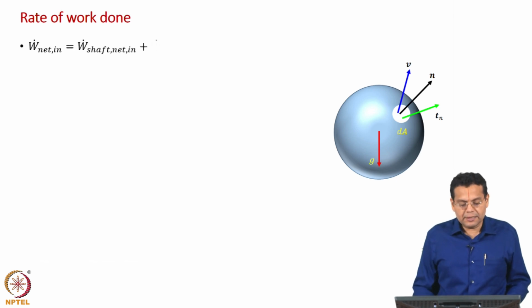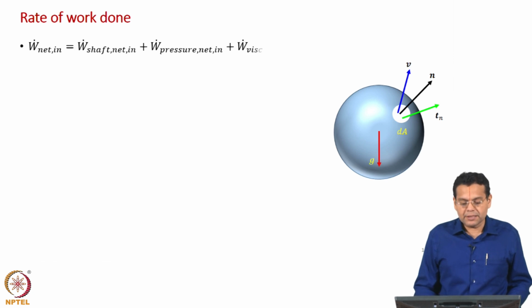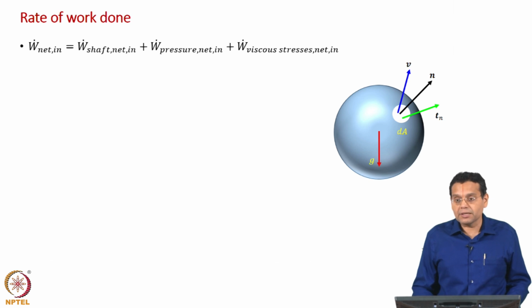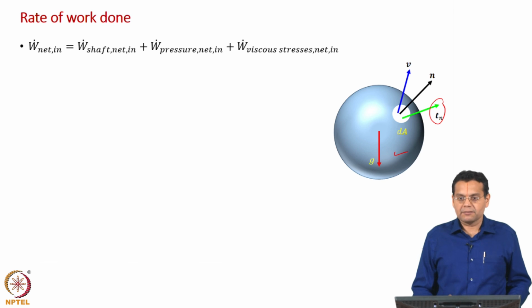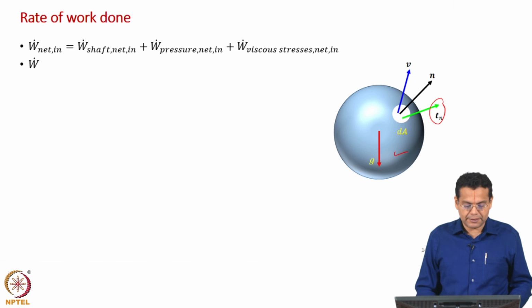Now, we have seen that the rate of work done is expressed in terms of the rate of shaft work and the rate of work done by pressure, which we discussed. The third contribution is the rate of work done by viscous stresses. Let us see how to evaluate that. Once again, the same figure is shown here as we have seen in the previous slide, with the only difference that instead of pressure, I have shown a stress vector acting on the small surface. So, let us see how we express that.